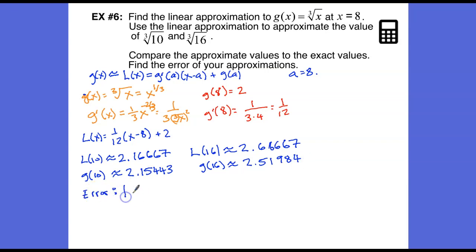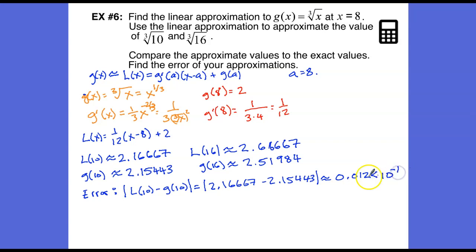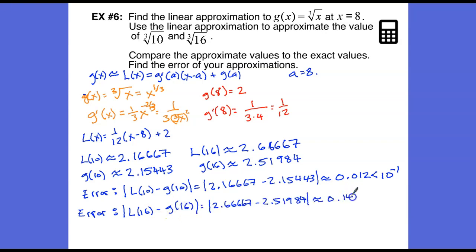Our first error is going to be the absolute value of L of 10 minus G of 10. So this gives us an error of 0.012 to 3 decimal places, and that's going to be less than 10 to the negative 1. And let's do this again for x equals 16. So L of 16 minus G of 16 is 0.147, which is less than 1.